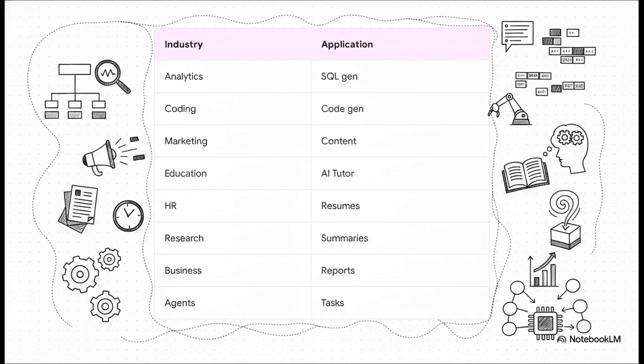It just keeps going. Human resources is using it for rapid resume analysis, researchers are summarizing huge documents, and business leaders are fully automating their report generation. Even autonomous AI agents use prompts for advanced task planning. The footprint is just massive. Prompt architecture touches absolutely everything. So if you aren't structuring your inputs correctly, you are missing out on a crazy amount of leverage.